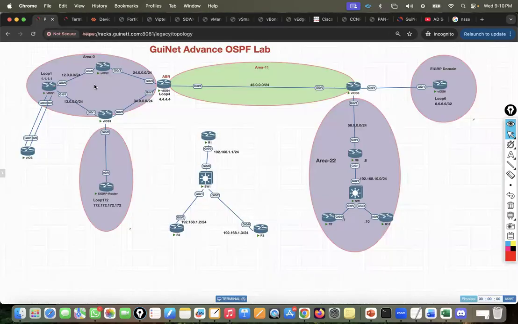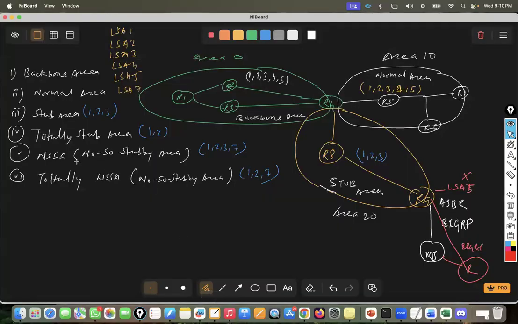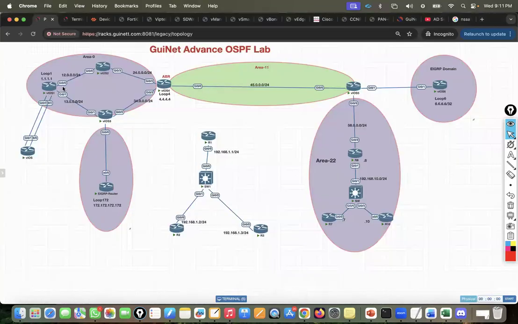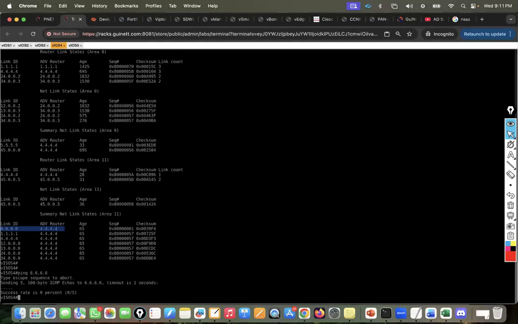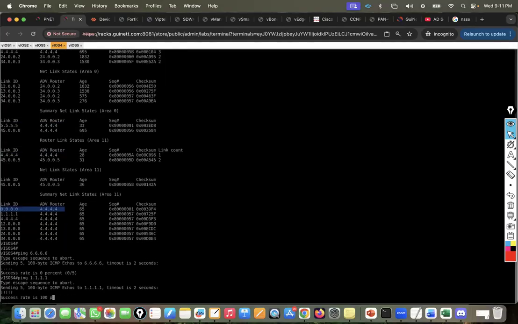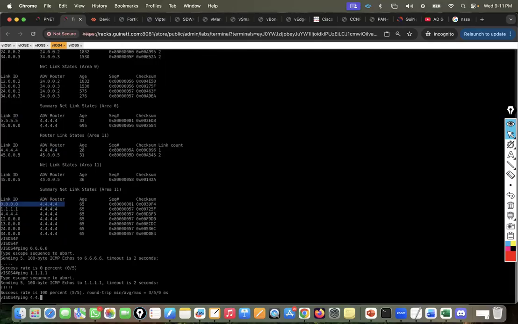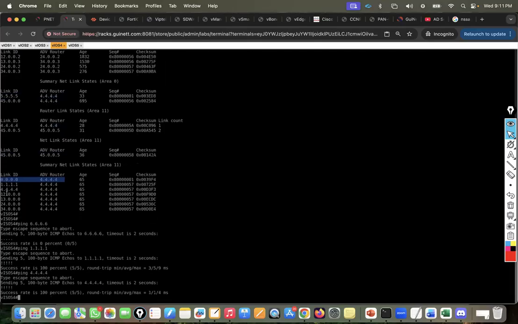So it stops the external routes only. But if I make it a totally stub area, then what is going to happen? It will have only two LSA types, 1 and 2. So in that situation, we should lose connectivity for these LSAs, because they are coming as LSA 3. Let me first ping 1.1.1.1. It's reachable, right? 4.4.4.4, it's all reachable because these are LSA 3, right?